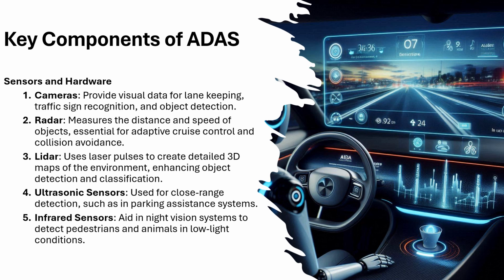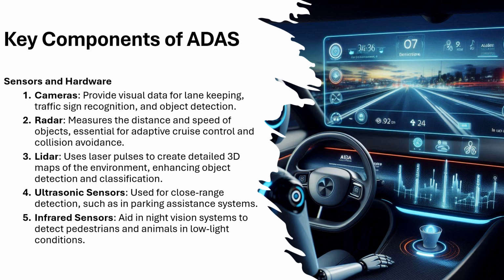Radar measures the distance and the speed of objects, and is essential for adaptive cruise control and collision avoidance. Radar is another thing which has been there for a long period of time, and it is used widely in adaptive cruise control and collision avoidance. LIDAR uses laser pulses to create detailed 3D maps of the environment, enhancing object detection and classification. So LIDAR is also used for 3D maps and object detection and classification.